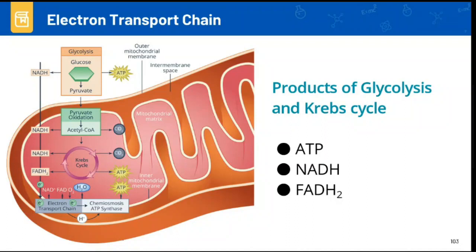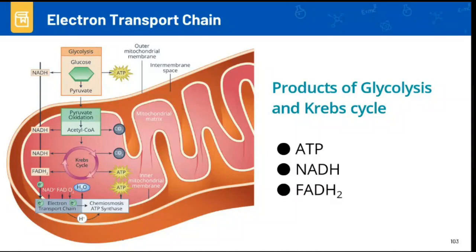Next would be your electron transport chain. For this electron transport chain naman, ito yung mga nagiging products ng glycolysis and Krebs cycle natin. Your ADP, NADH, and your FADH. Ito yung gagamitin natin for this electron transport chain naman. Okay?